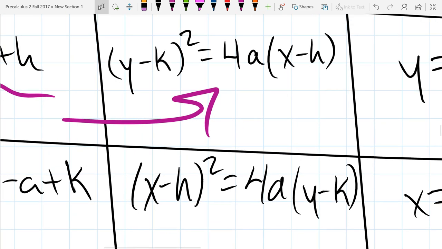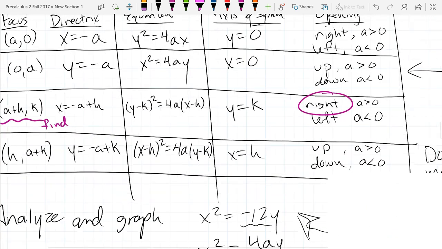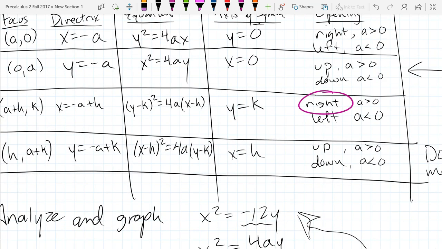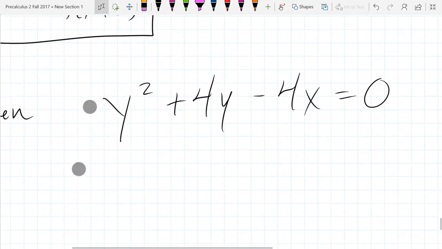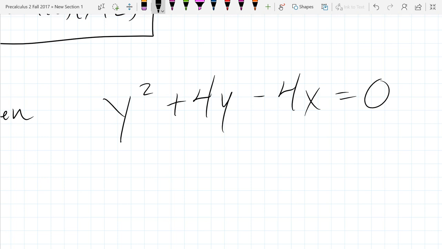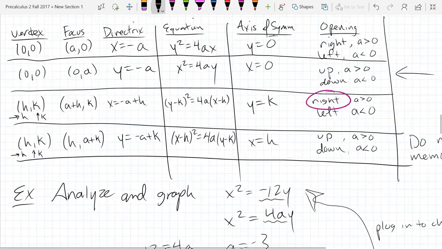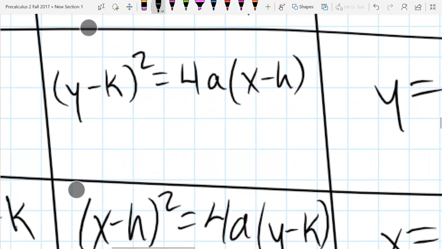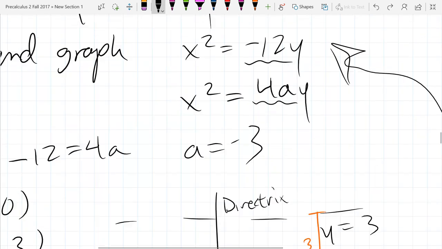So let's look back at our equation and then decide which of these two do we actually have. So it's a little tricky to see, but the y is the squared term, not the x. So there's no x squared here. So let's look at the equations. It should narrow it down to exactly one. The y is squared. So we're supposed to have this right here. So I'm going to rewrite that down below, and then we'll do our best to turn it into that form.